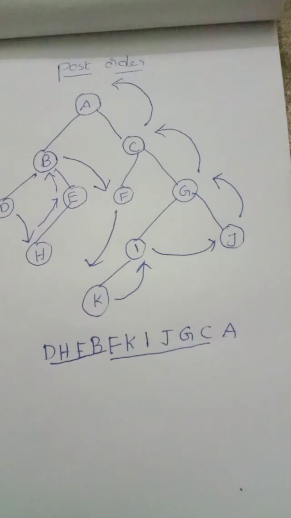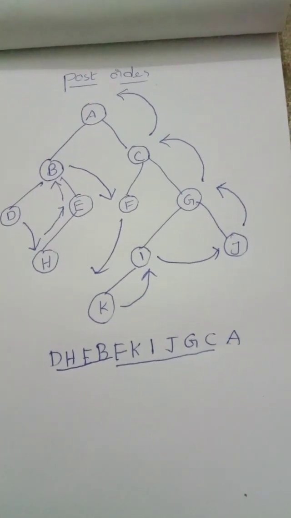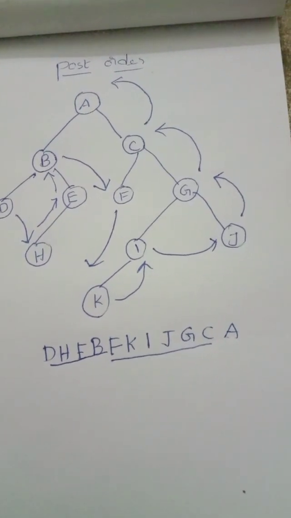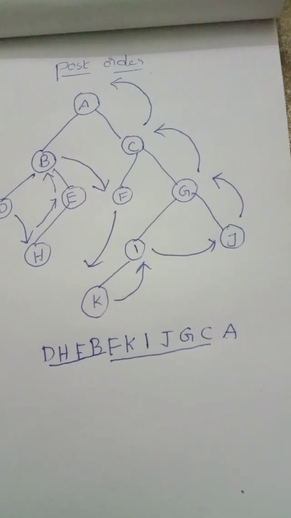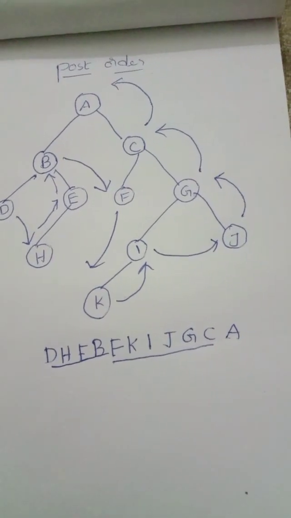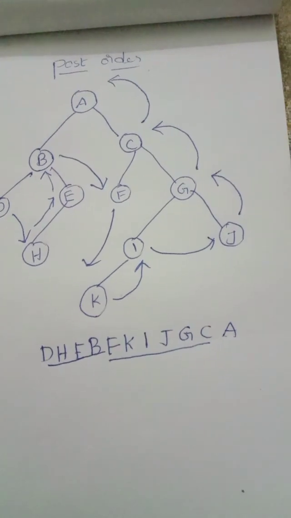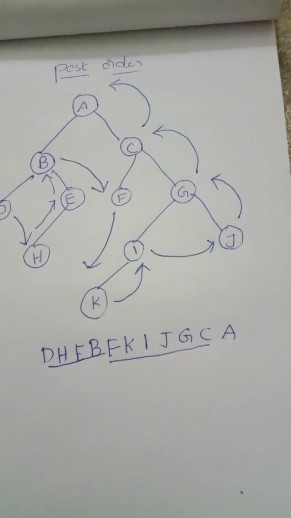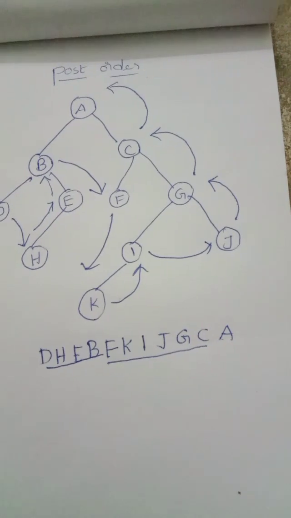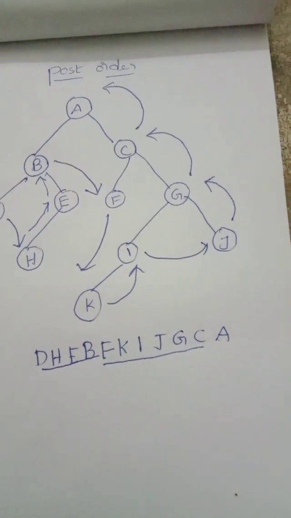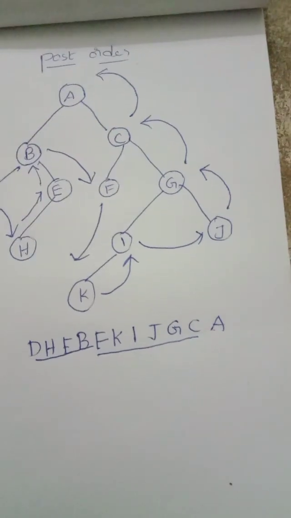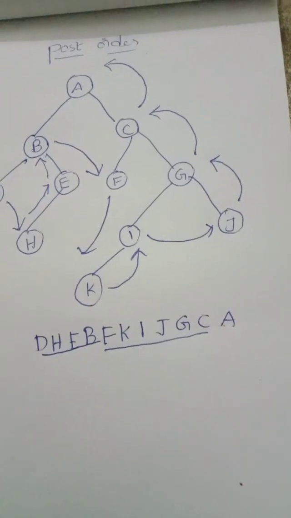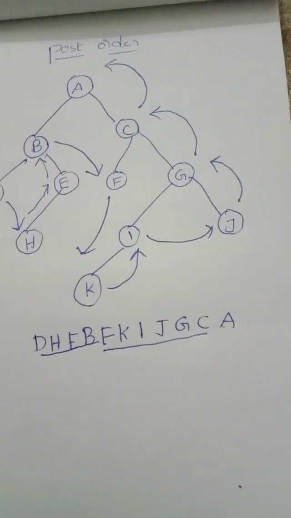In pre-order, first we will go to the root node. After that, we go to the left subtree. After that, we go to the right subtree. In in-order, we will go to the left subtree. After that, we go to the root. After that, we go to the right subtree. In post-order, we go to the left subtree. After that, we go to the right subtree. After that, we go to the root node. Have you understood the whole topic?